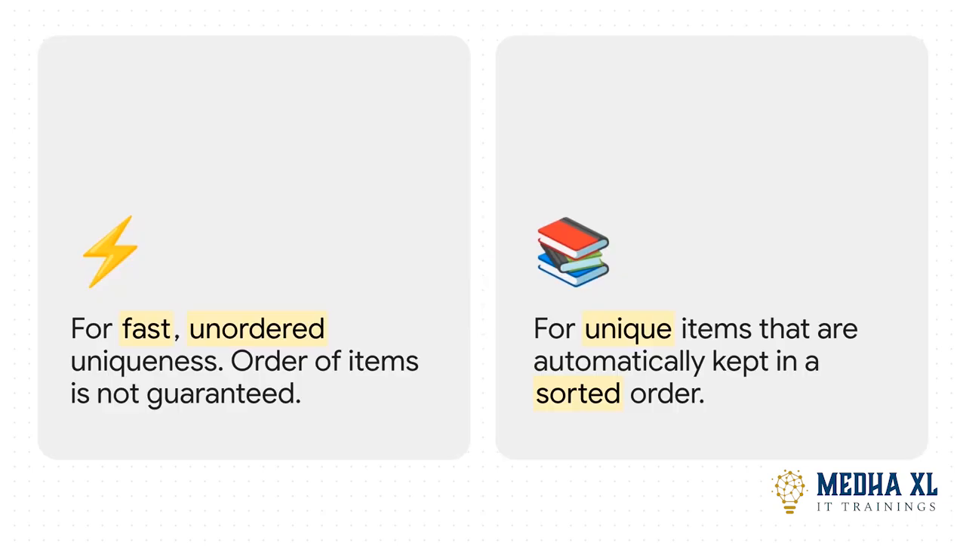It's awesome. And just like with lists, you've got a choice. The big question is, do you need your unique items to be sorted? If the order doesn't matter at all, and you just want super fast, unique storage, then HashSet is your best friend. But if you need those unique items to be kept in a specific order, say alphabetically, then you'll want to use a tree set instead.